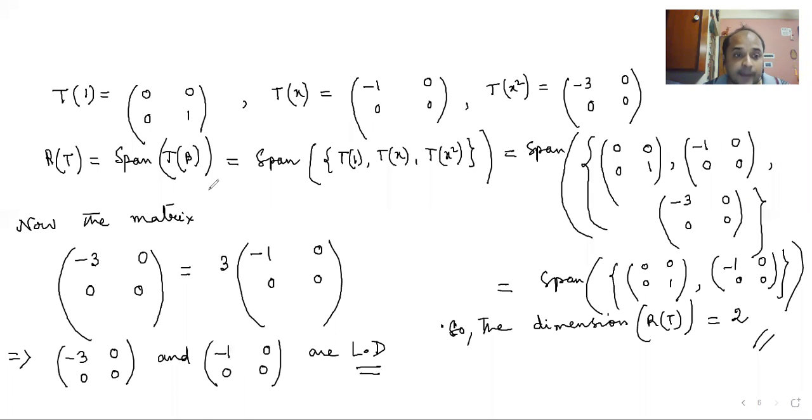So RT is a subspace of the vector space, and it has a spanning set. This spanning set is actually the basis of RT, and therefore dimension of RT equals 2. And now I'm going to introduce a definition. You will get to know why introducing this definition is very important.